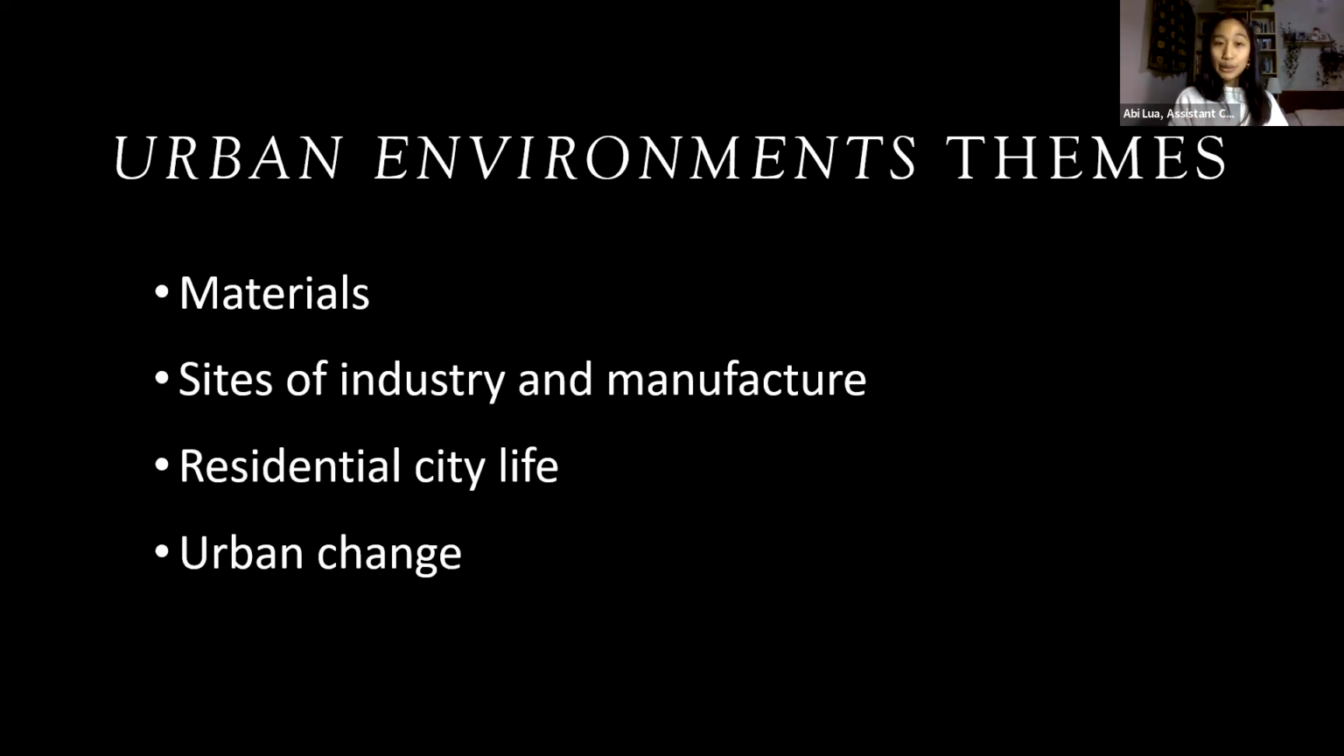After that, we'll be looking at residential city life. So really thinking about what are the buildings, what are the scenes that aren't of industry, but still reflect the common urban experience of those who live in the city. And I think for our permanent collection, we have a lot of works that reflect this theme.